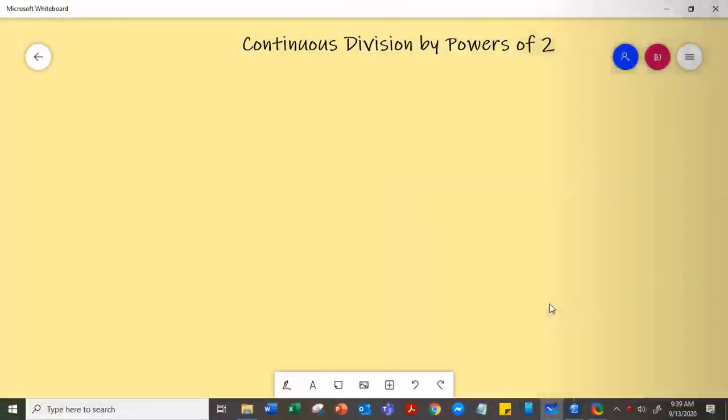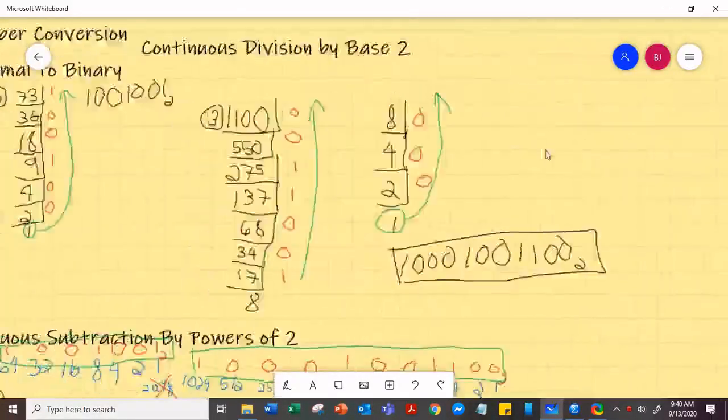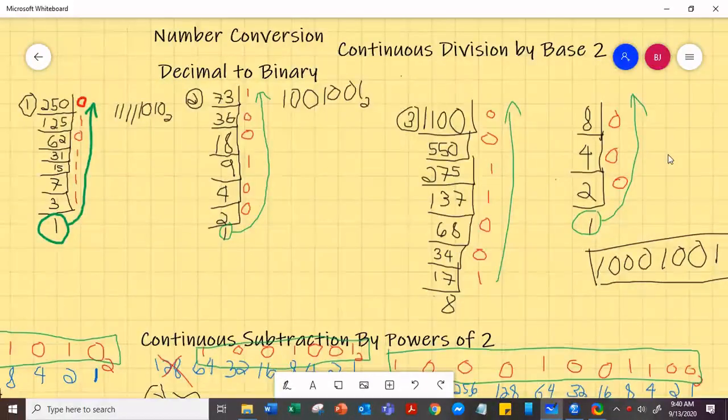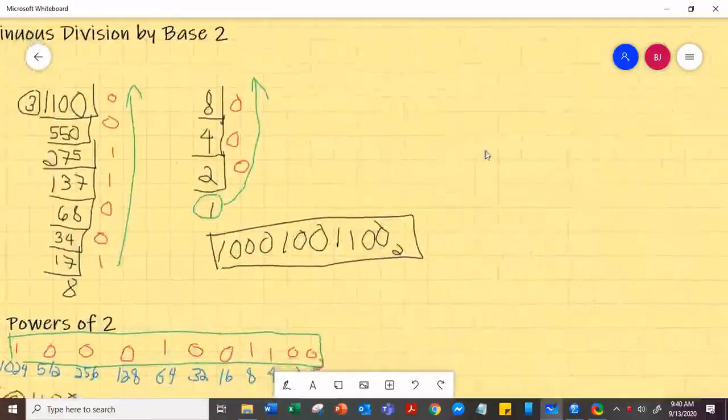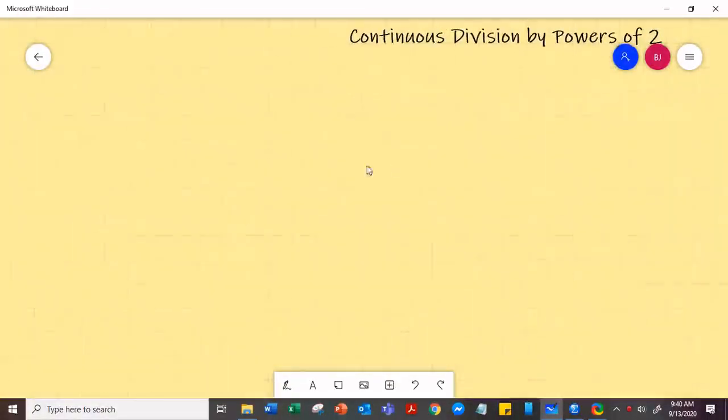So let's now go into the third method, which is the continuous division by powers of 2. So we'll use our 3 examples again to try and show that they actually have the same result. So for our numbers, we had, let me just check, 250, 73, and 1100. So let's use 250 first.